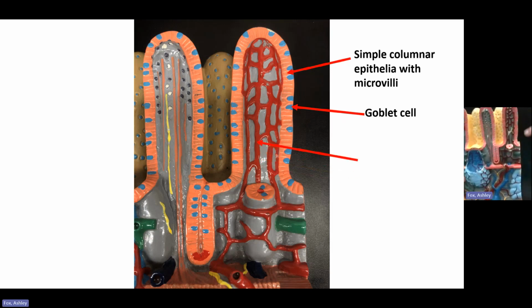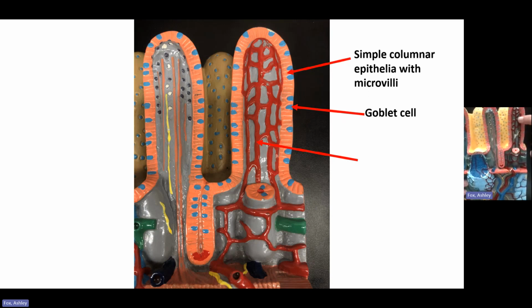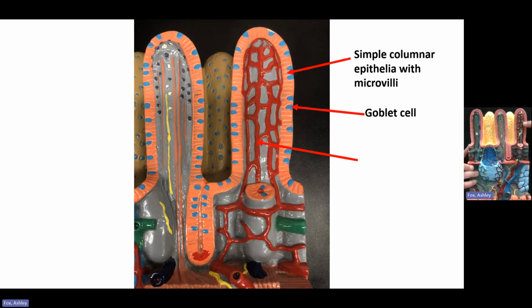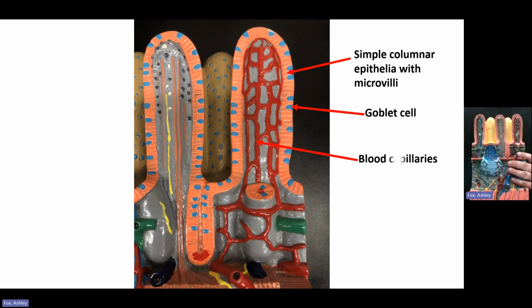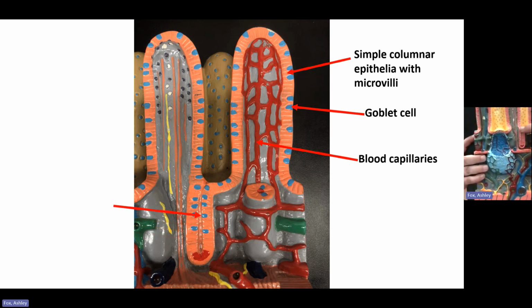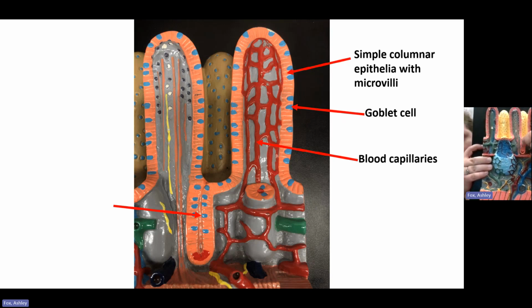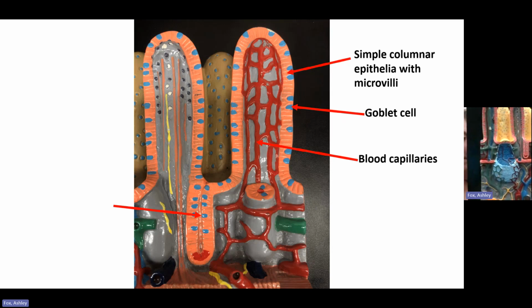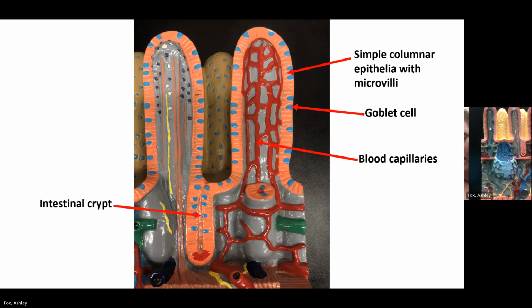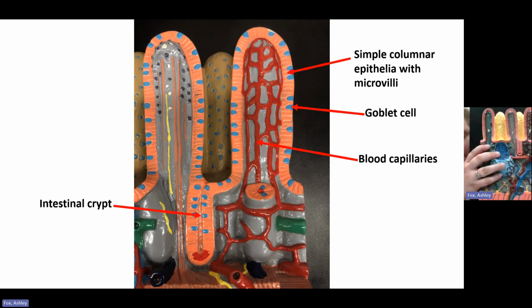Then covering this is this part right here. You can see all the red and intertwined vessels. Those are going to be blood capillaries. This right here that dips down, whereas the villi are going up, are going to be intestinal crypts. They go down into the ground, so a crypt is kind of buried, down below. A lot of times that's where stem cells are, and they move up the villi.